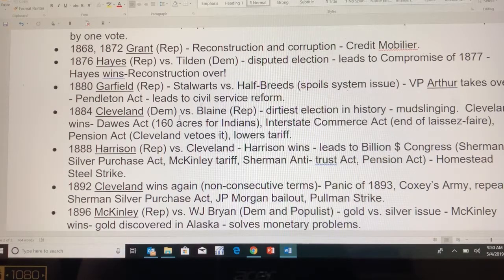And we were going to see that McKinley wins, but the discovery of gold in Alaska solves our monetary problems, and we don't go into an economic crisis. We're done with the Gilded Age.